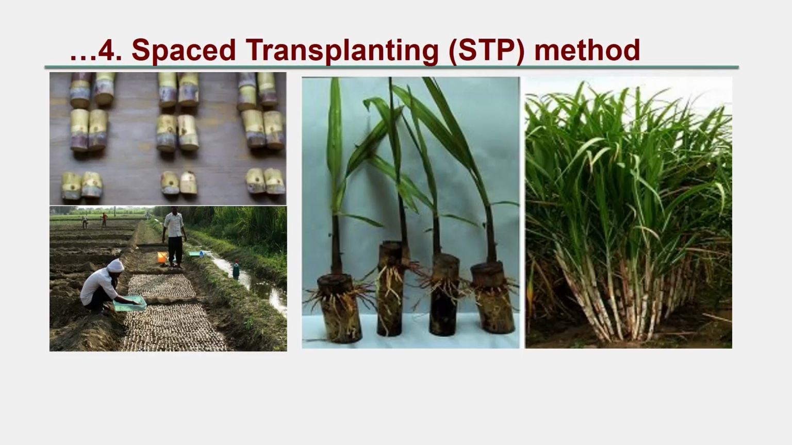You can see how it is done. So it might be very laborious also. You see, first single bud sets are cut, and then they are put vertically in the soil like this, and then they are allowed to germinate like this, and then they are planted or transplanted. So it is getting transplanted like we go for transplanting of rice.